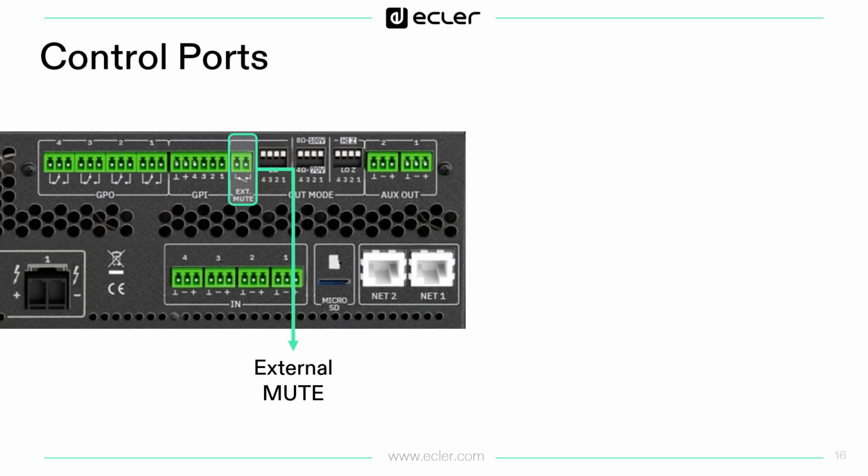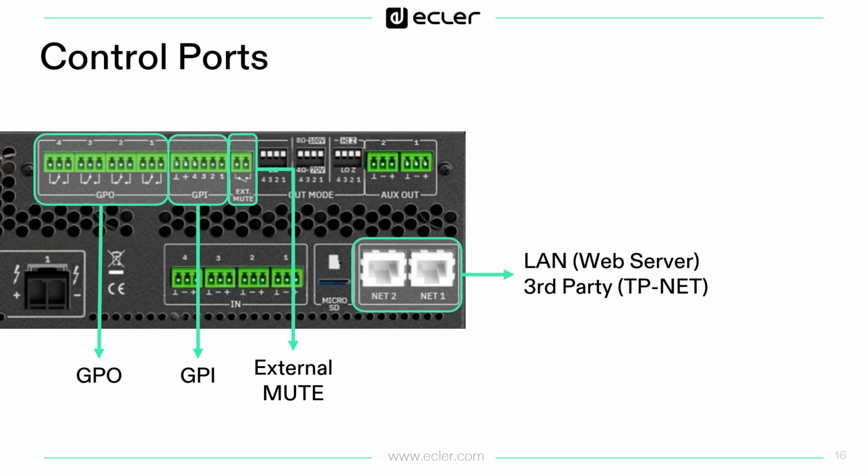We can find external mute, which allows muting the audio outputs of the unit by means of a push button, relay, or external potential-free contact closure. 4 GPIs, where you can connect remotes like WPA wall panel or similar. They can also be used as a contact closure to launch events. There are 4 GPOs. Each of these outputs can be changed by presets or events. And finally, 2 network ports that allow not only programming, management, and client devices, but also third-party integration through our open protocol TP net.